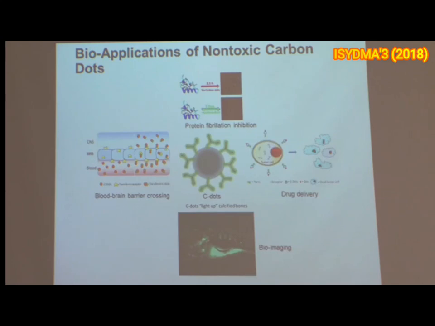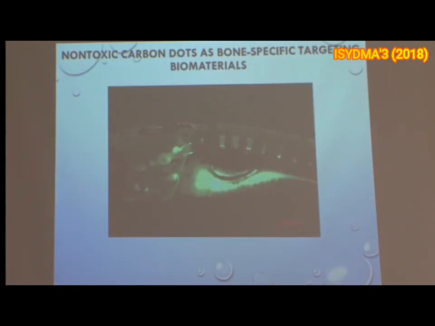So this application has been already performed, but as I said, I will concentrate on the bioimaging. Why? Because when we inject in an animal system, we use zebrafish. Why? Because it's much less costly than mouse, that's the first reason. And second, all the elements, like heart, lung, kidney, have exactly the same system as ours. So that's the reason why we use it.